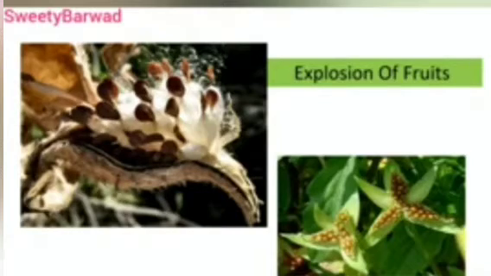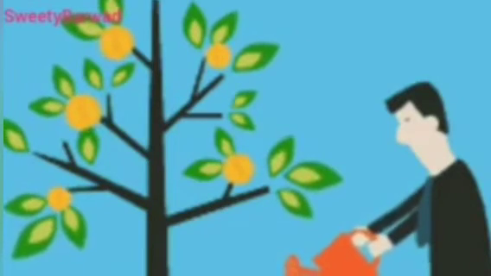Some fruits burst open or explode when they become dry. The force of explosion helps the seeds to scatter away. The dispersal of pea, geranium, and balsam seeds takes place by explosion. So children, today we learned 4 agents of dispersal of seeds, that is wind, water, animals and explosion of fruits. With the help of these agents, new plants grow from seeds.